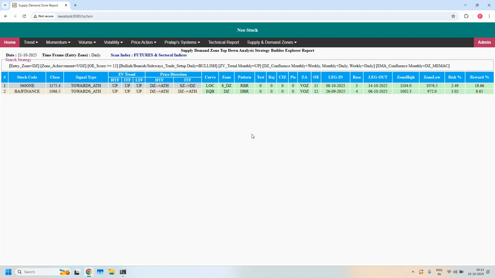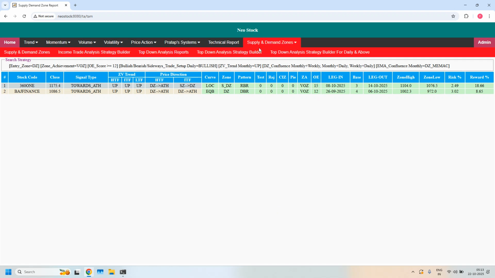2 stocks are filtered. So these 2 daily demand zones might have a higher probability of success, provided less than 20 checklist items are satisfied. Otherwise, there are higher chances of zone violation. So these are the high probability trade setup support zones for the monthly income trade, bullish trade setup.